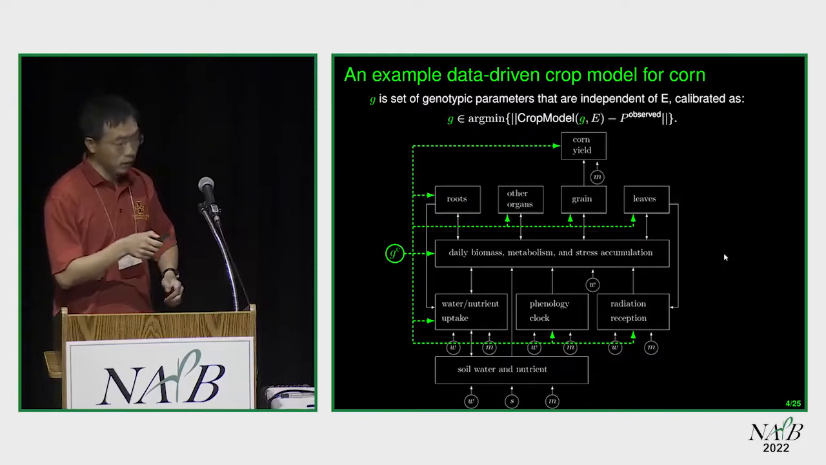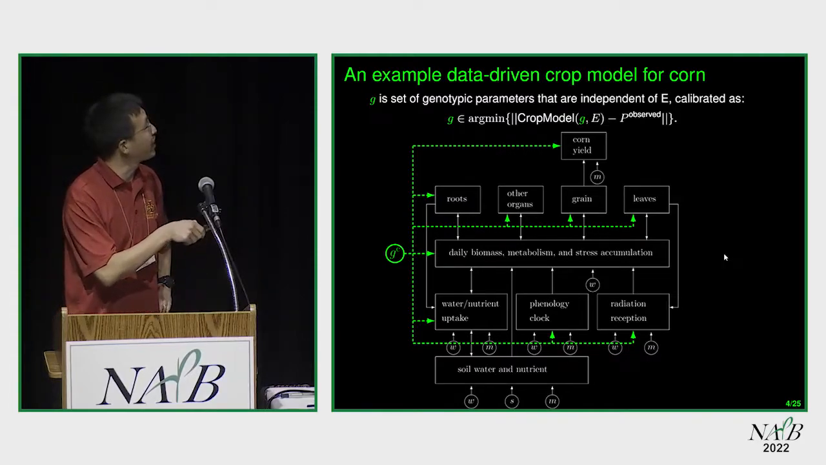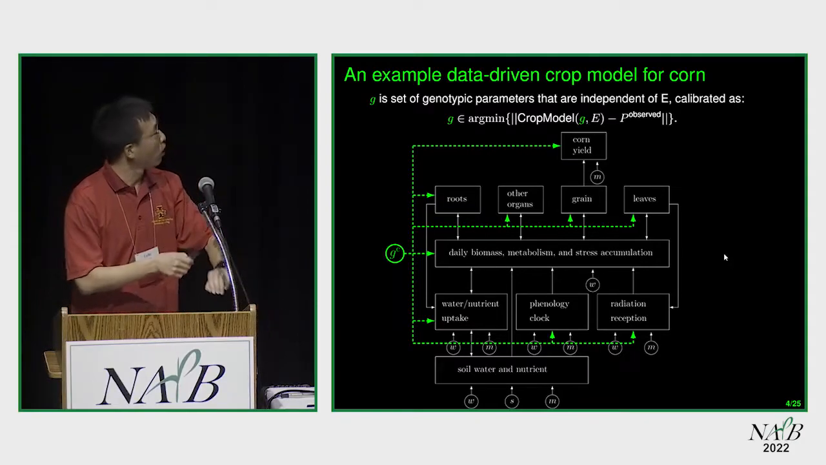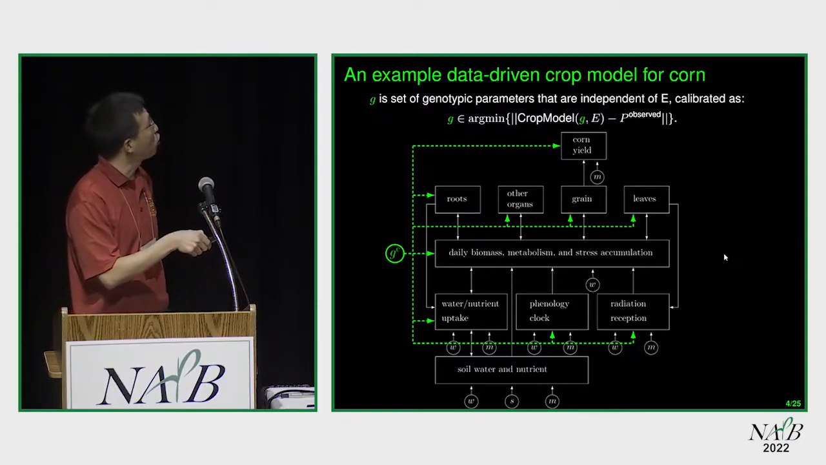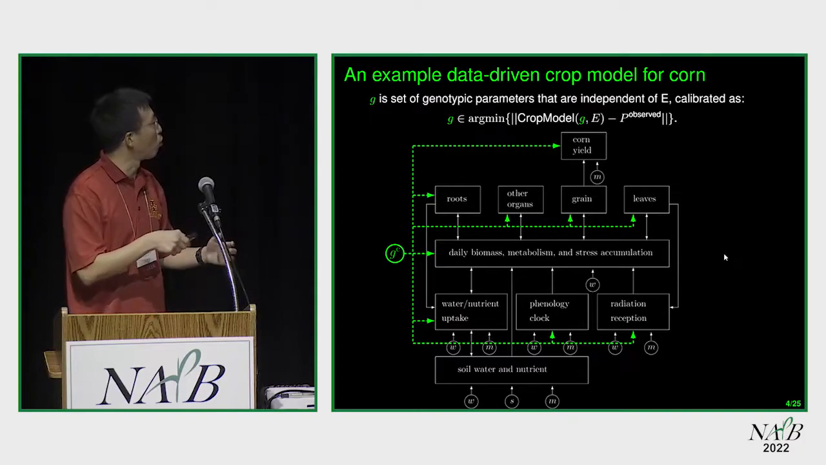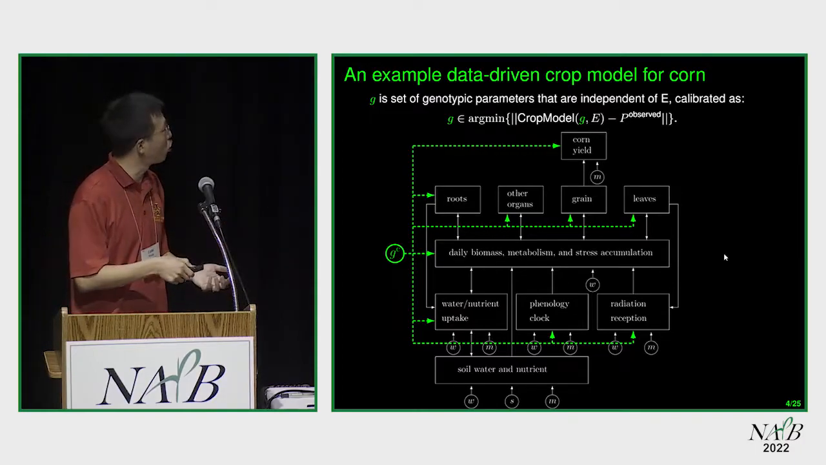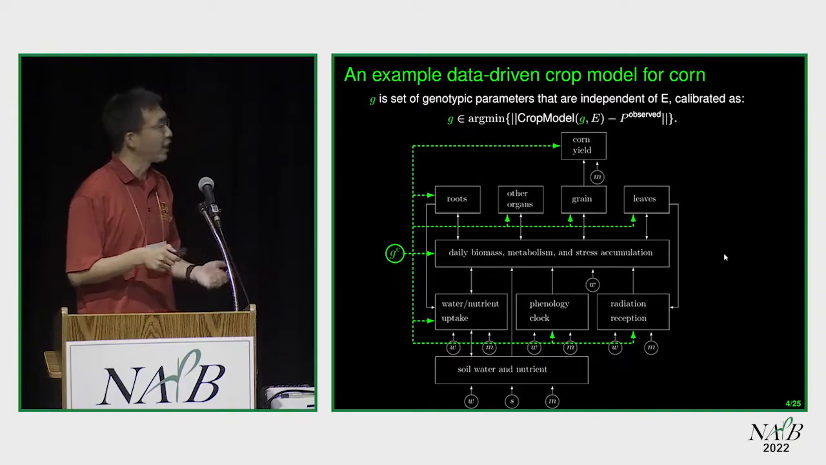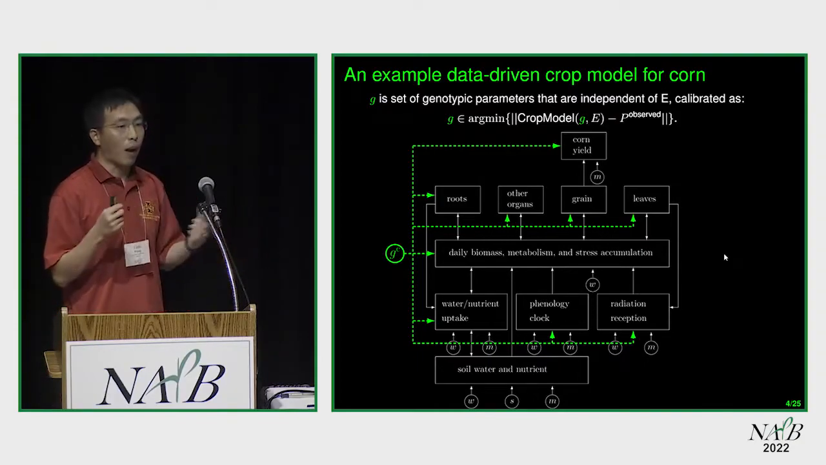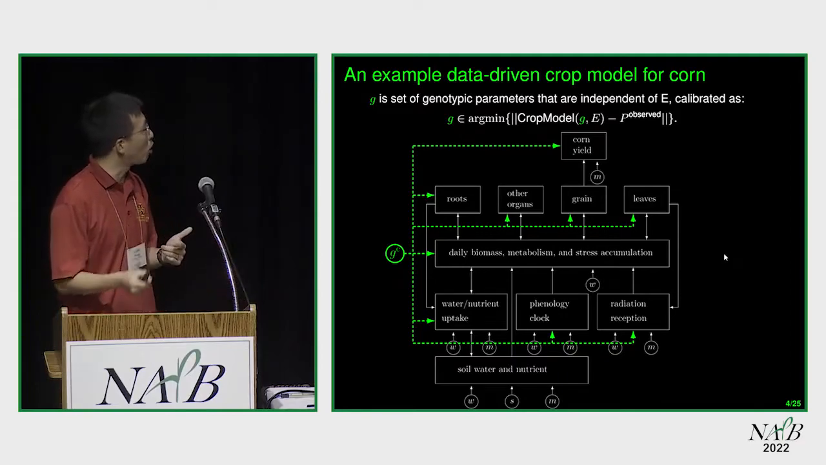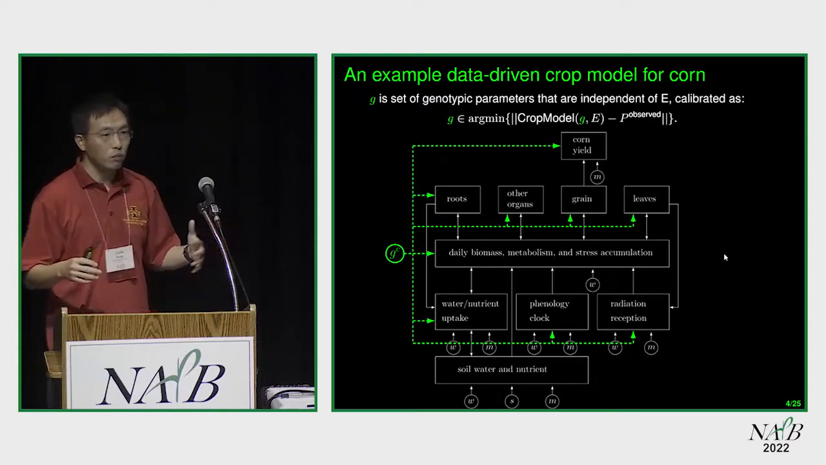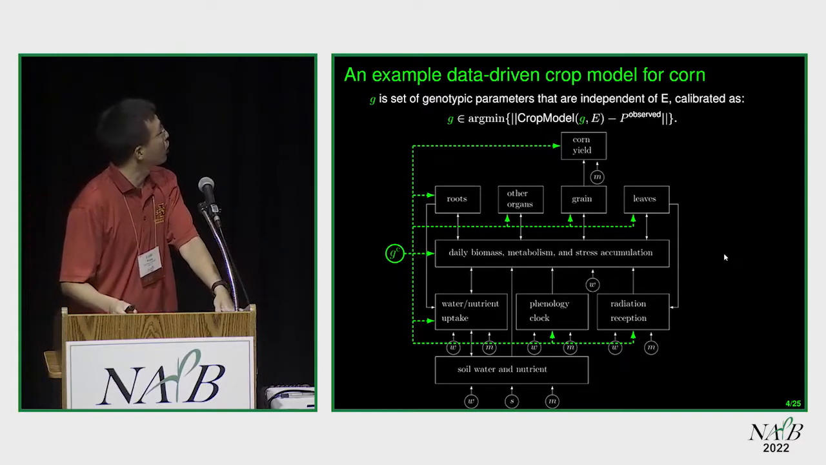So let me give you an example. This is an example that we recently created. It has hundreds of equations, but these are the core modules of the model: the soil water nutrient dynamics module, the water nutrient uptake module, phenology clock, radiation reception, daily biomass accumulation, and metabolism and stress accumulation, into different organs, different growing stages.